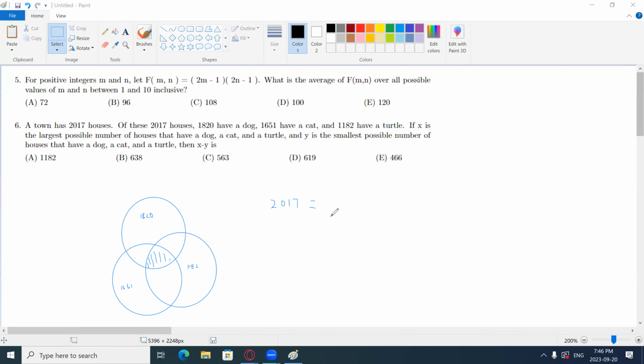So what we can do is find C intersect with D, and this term intersect with T. And then the formula indicates you add these three numbers up, which is 1,820 plus 1,651 plus 1,182, minus the intersections, which we don't know yet, but it would be C cross D, D cross T, and C cross T.